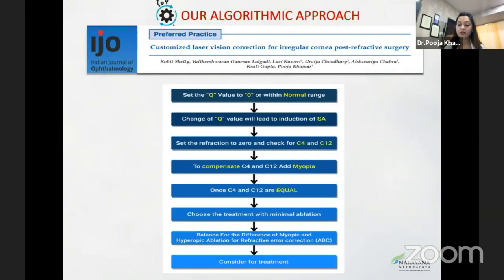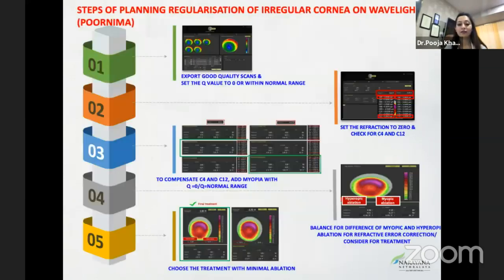There are different machines on which you can do the regularization. This is just a flow chart of how you can do it on the WaveLight machine. No financial interest here. First, you bring the Q value to 0. Q value will lead to an induction of SA. Then there is a C4, C12 compensation, which you compensate for. And once you have compensated for that, if you are planning a sequential laser-based procedure after cataract, you can do just a C4, C12 compensation, and you don't correct any refractive error and consider that for treatment.